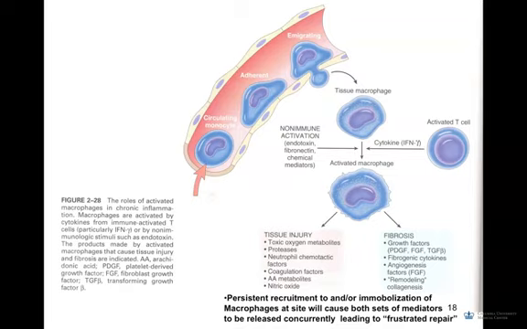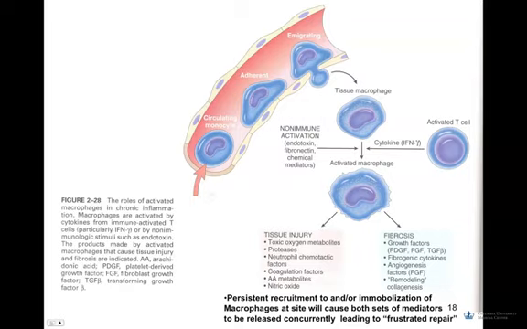And so the macrophages that get recruited to areas of chronic inflammation tend to release both sets of mediators, and the result is something that is often described as frustrated repair. So you get these attempts to repair the tissue, but because you also have ongoing inflammation, that ongoing inflammation damages those attempts to repair the tissue.